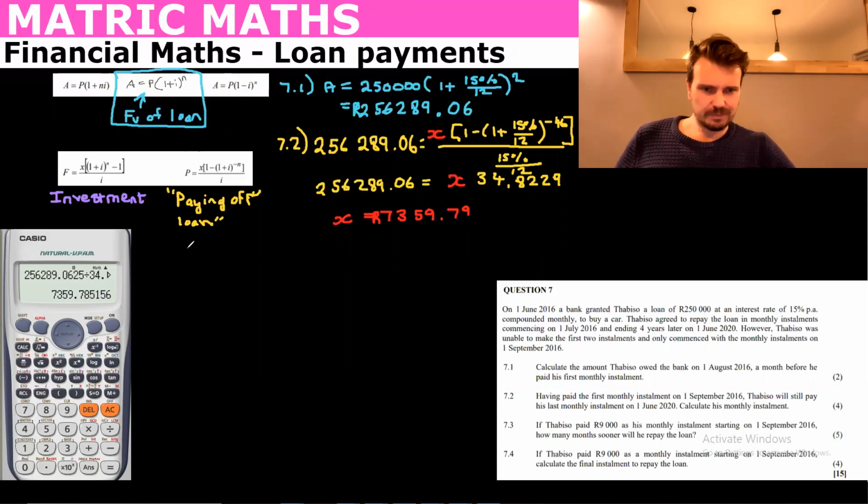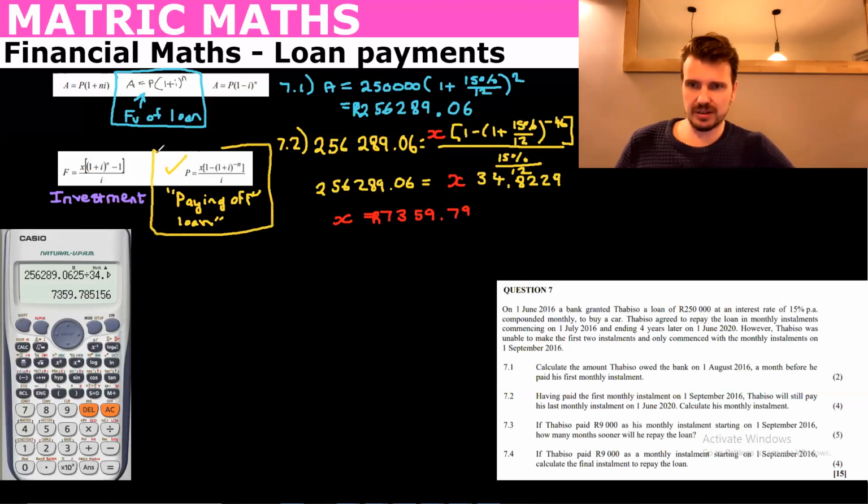All right, so now what they said is if Tabiso paid 9,000 as his monthly installment starting on the 1st of September. Okay, so remember, I just wanted to make a note. We were using this paying off a loan formula in yellow. So we weren't investing the money, we were paying off the loan. So that's when you use this one. I've color coded it: yellow, use this formula, and then blue, use this.